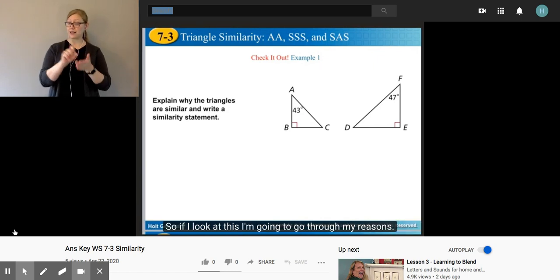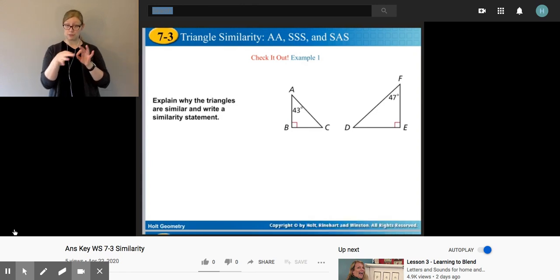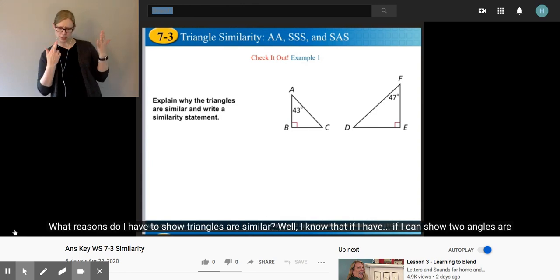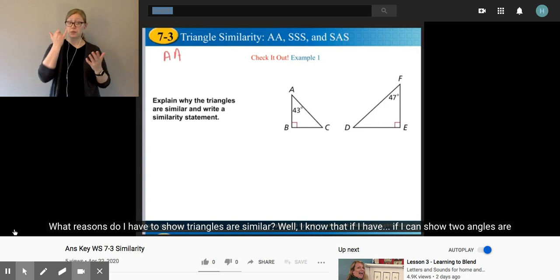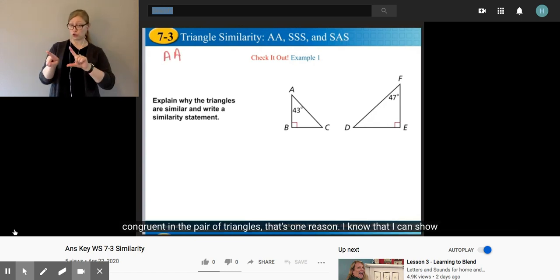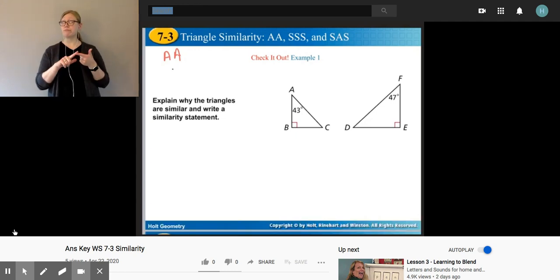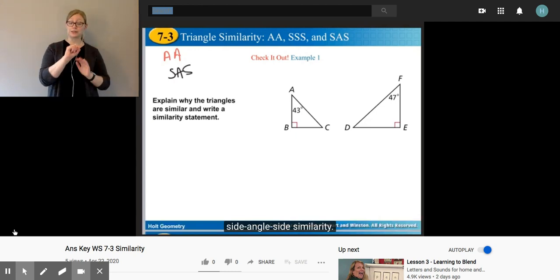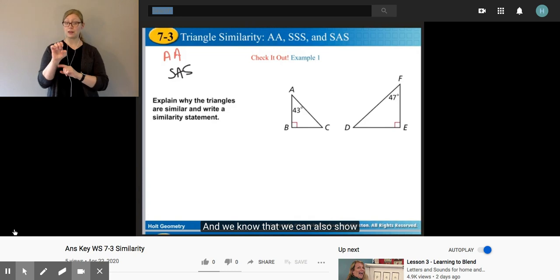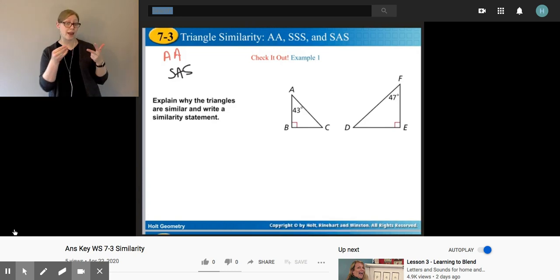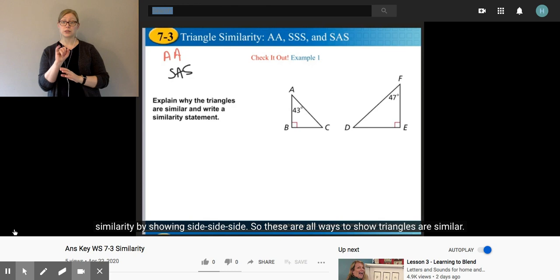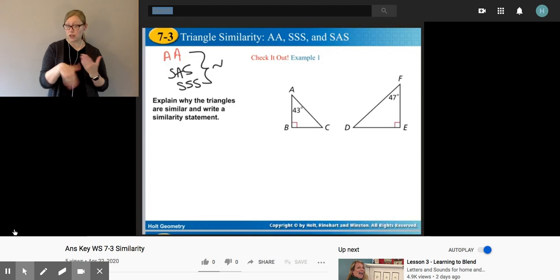So if I look at this, I'm going to go through my reasons. What reasons do I have to show triangles are similar? Well, I know that if I can show two angles are congruent in the pair of triangles, that's one reason. I know that I can show side angle side similarity, and we can also show similarity by showing side side side. So these are all ways to show triangles are similar.